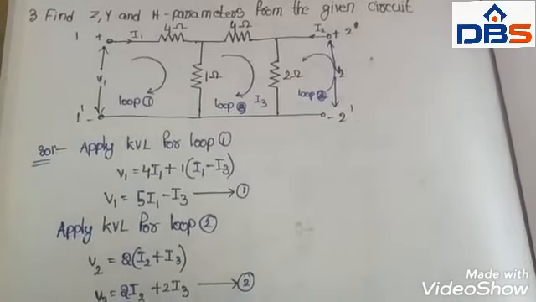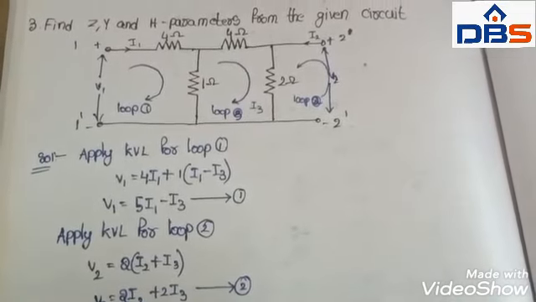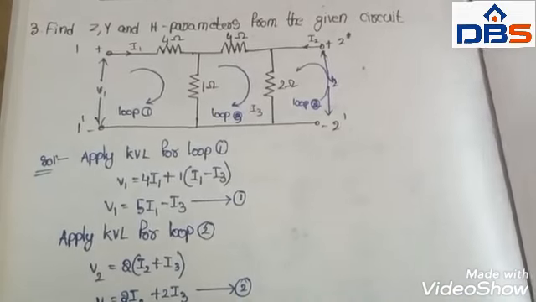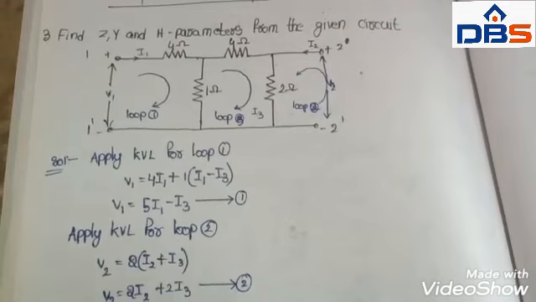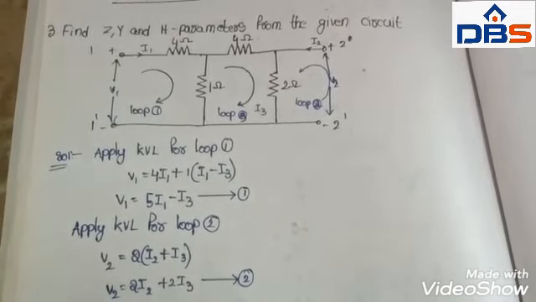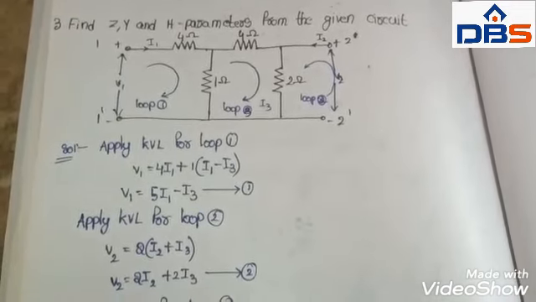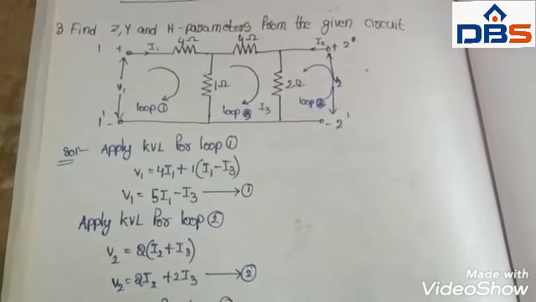Good morning, friends. Last video we discussed the interrelation between different parameters. Now we go for a very important problem: find the Z, Y and H parameters from the given circuit. The given circuit contains three loops: loop 1, loop 2, loop 3.